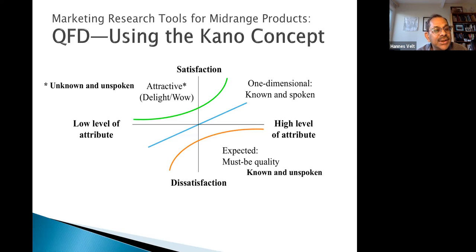Anybody else would like to share any examples of wow factors? So remember that the wow factor requires a lot of creativity and brainstorming, and also quick implementation before anybody else can copy the idea.